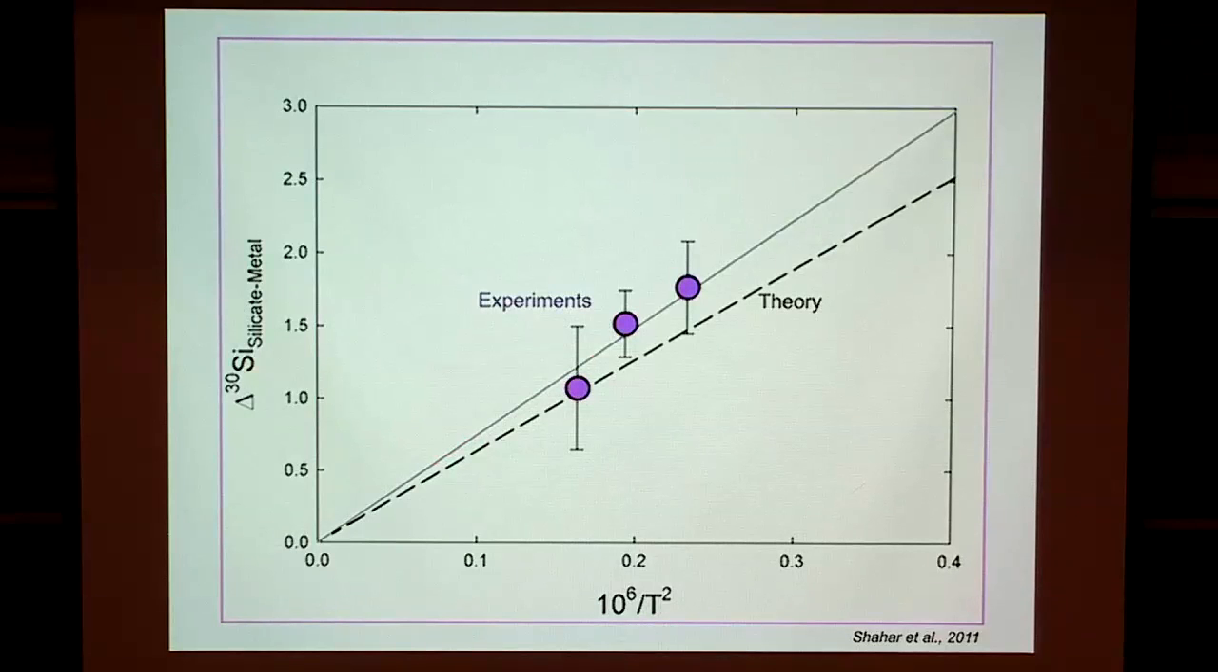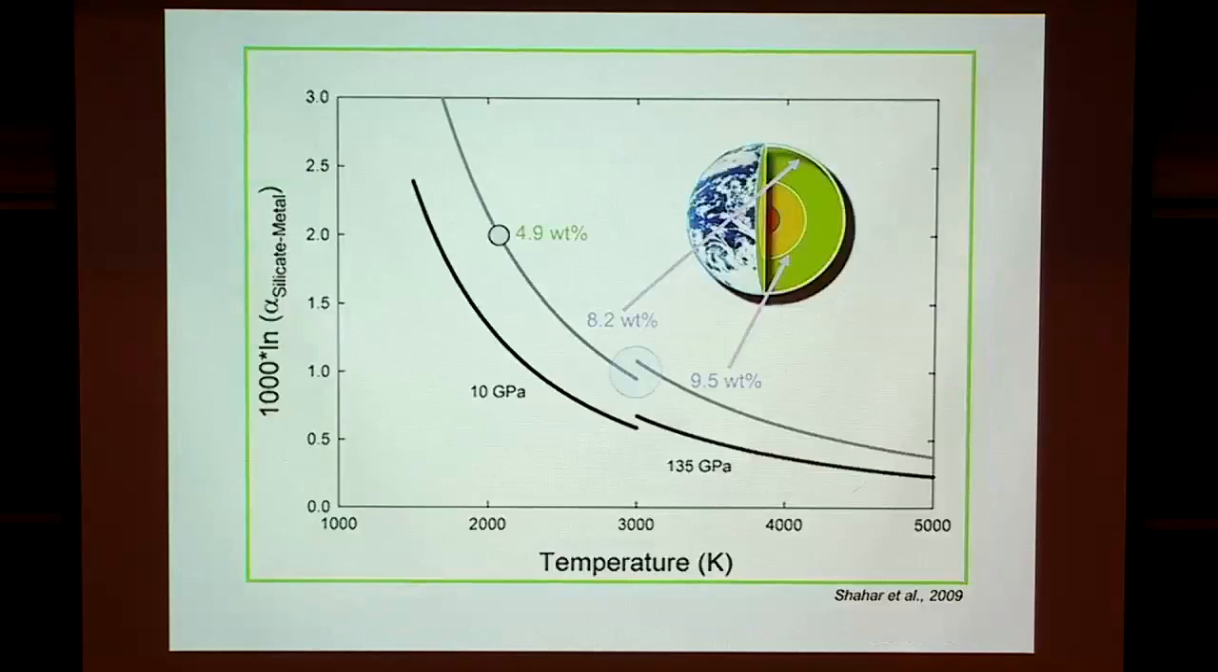These are the experiments that I showed you, now as a function of 1 over T squared. And here is the big delta, the little delta of silicate minus metal, right? And you see 1,800, 2,000, 2,200, 4,000, I don't know, here? Yes, very, very small. So Edwin calculated, based on the experiments, what the fractionation would be as a function of temperature and as a function of pressure, okay? We'll get into pressure in a little bit.